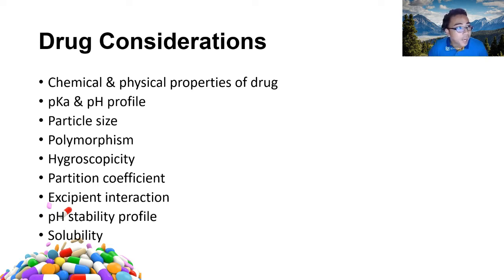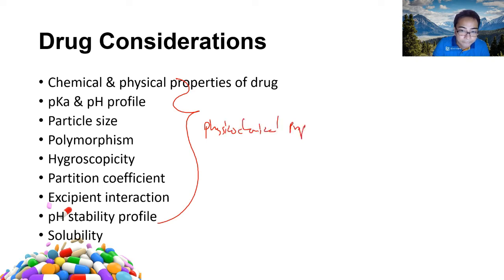Now, for drug considerations class, all of the following must be considered. Okay? Sa property ng gamot mo, physico-chemical properties, pKa, pH, particle size, polymorphism, hygroscopicity, partition coefficient, excipient interaction, pH stability, and solubility. So, all in all class, ano ang tawag natin sa mga ito? These are actually, in general, the physico-chemical properties of my drugs. Okay? And when designing a dosage form, these are the things we have to consider. Okay?